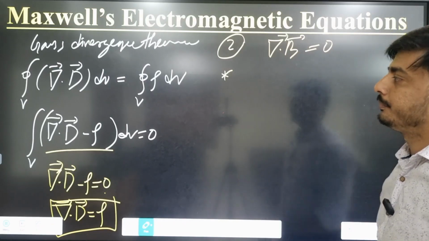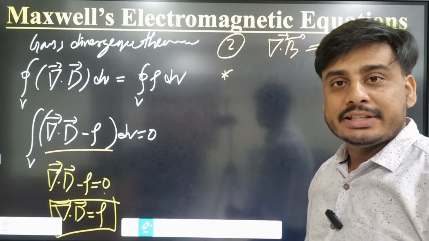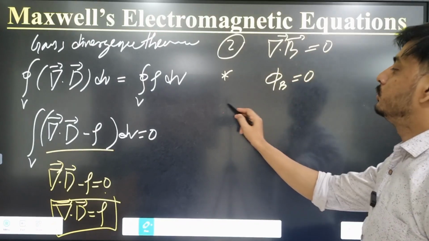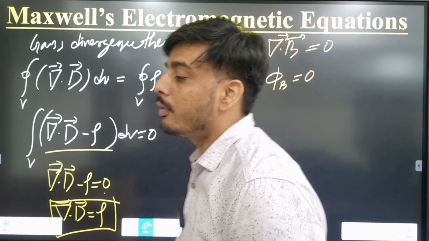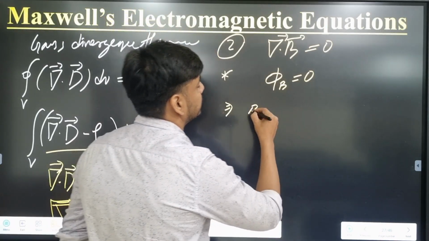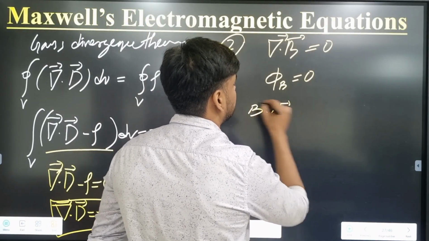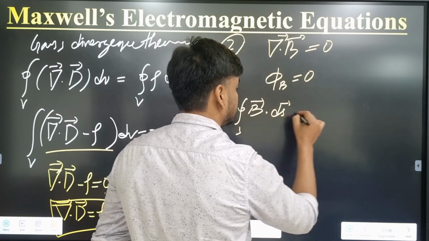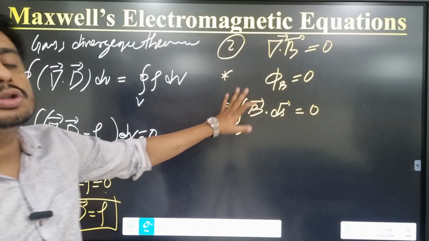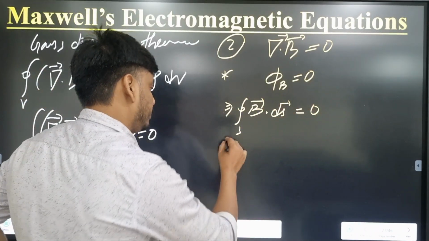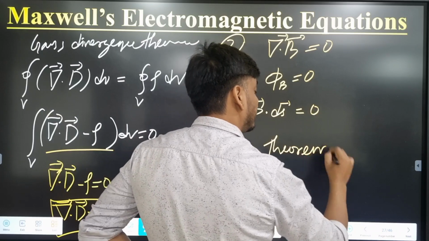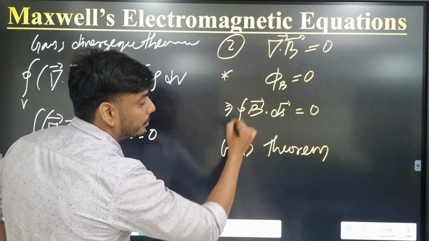Now we will derive. From Gauss law in magnetism, we know that magnetic flux equals 0. As we know, flux is nothing but the dot product of field and area, so we can directly write B dot dS integrated over S equals 0. Now we can use the Gauss divergence theorem, which lets us convert from surface to volume.